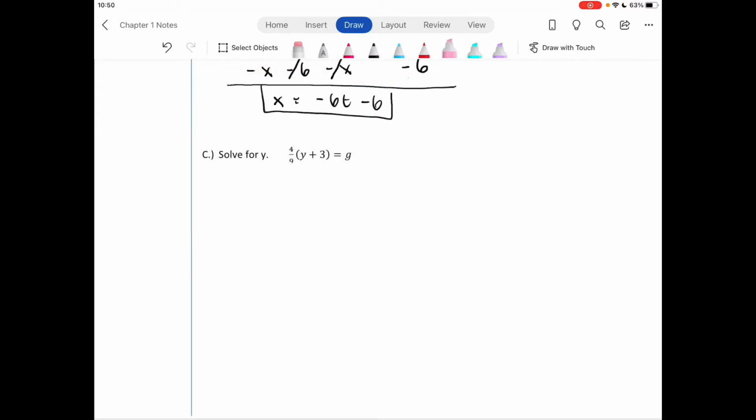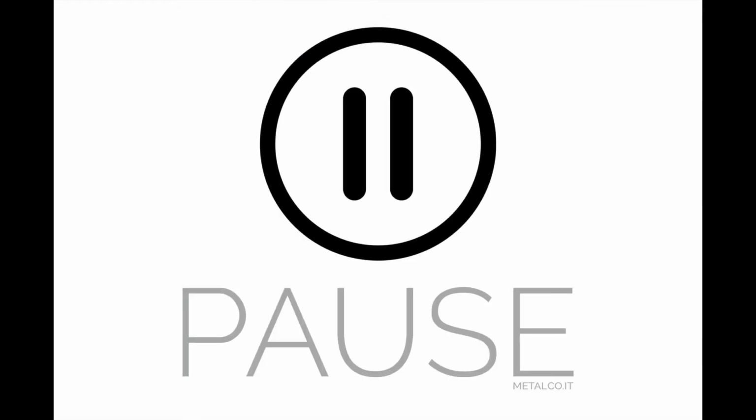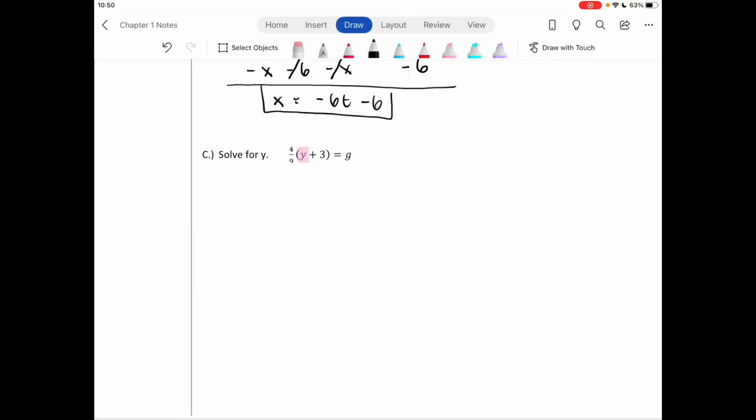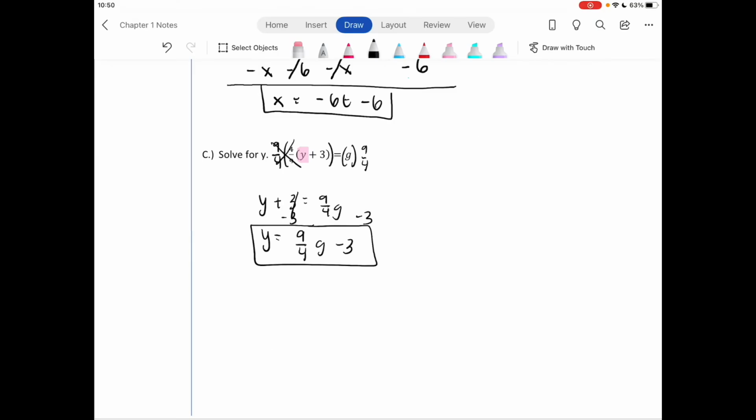Your turn. Remember, we're trying to solve for y, which means you need to get rid of your parentheses first. Make sure that you multiply by that reciprocal of 9/4 and then subtract 3 to get your final answer.